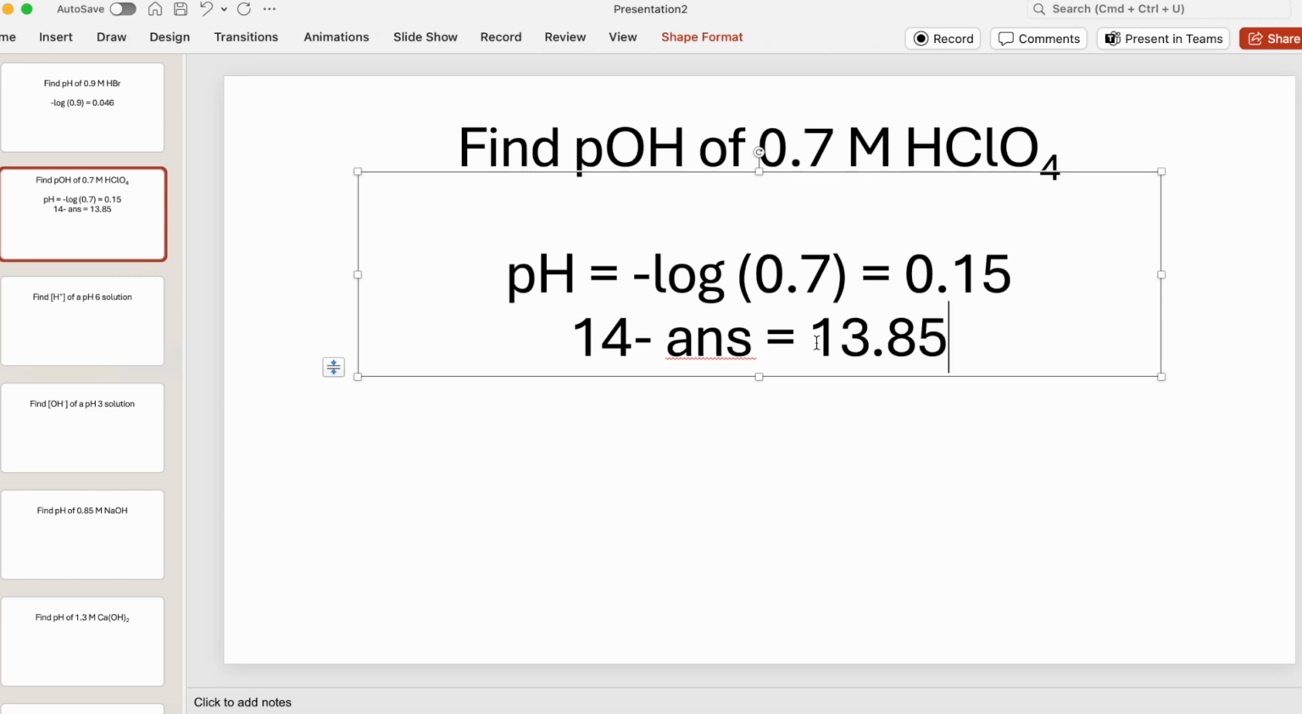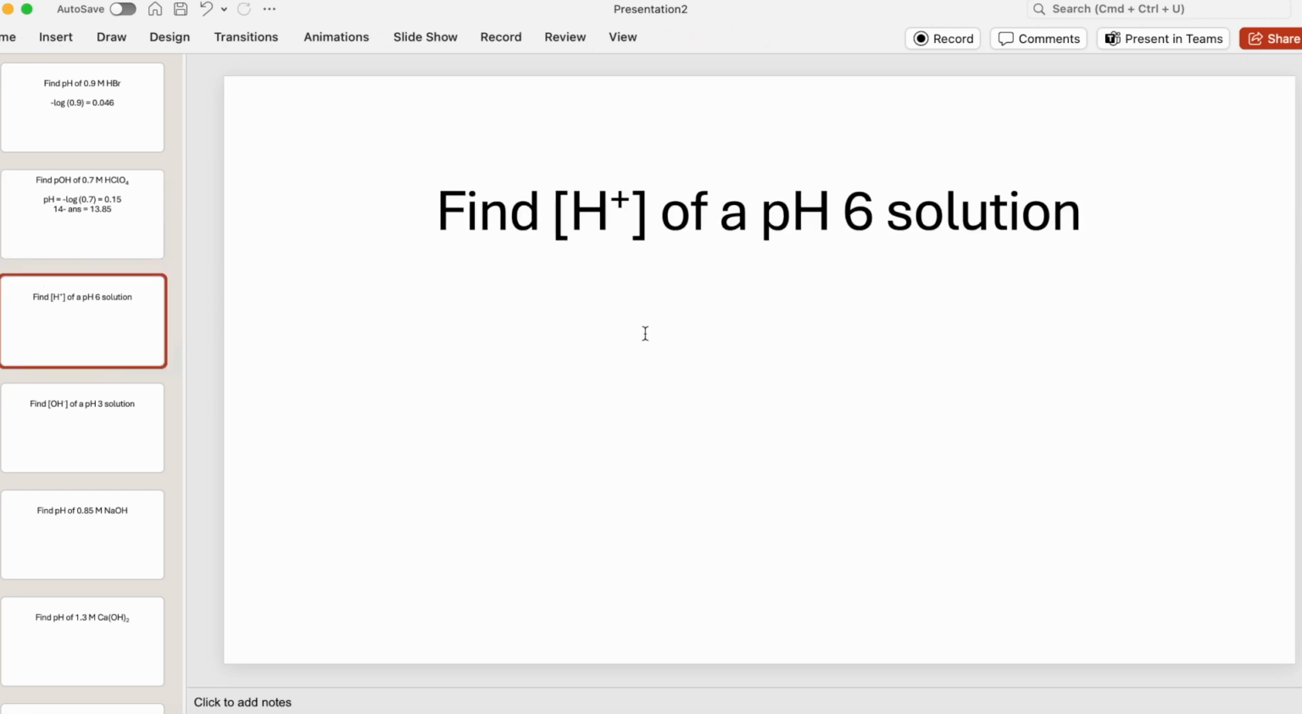13.85 is fine as well. 13.85 is the pOH of an acid. 14 minus pOH is pH, vice versa. 14 minus pH is equal to pOH. Let's keep going.